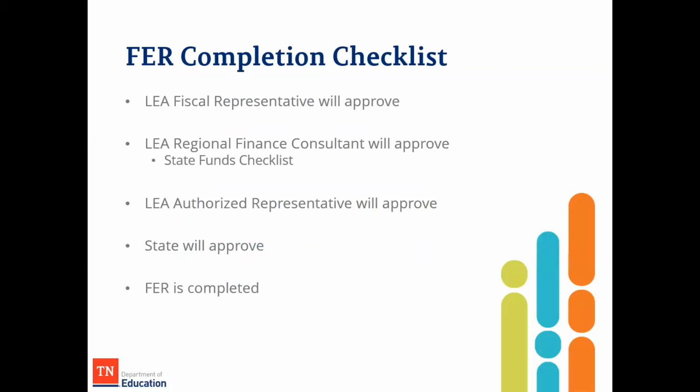And once you've clicked the FER draft complete, these are the necessary approvals in which it will be final. Your final FER will be actually completed after all these approvals. And this is the order in which they take place. And we are going to talk about on the next slide, I know the LEA regional fiscal consultant will approve once the fiscal rep has, and we're going to address the state funds checklist in just a moment.